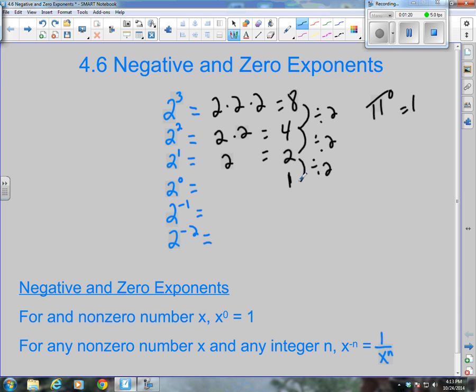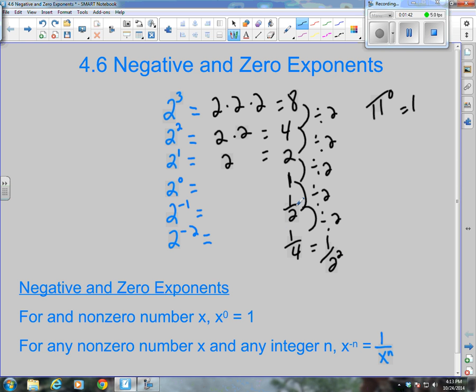2 to the negative 1, well, I've got to stay with the pattern. Okay, so I've got to divide this by 2. Well, if I divide 1 by 2, I simply get 1 over 2. Keeping with the pattern, 2 to the negative 2, I divide 1/2 by 2, I get actually 1/4. But that can also be written as 1 over 2 squared, because 4 is 2 squared.